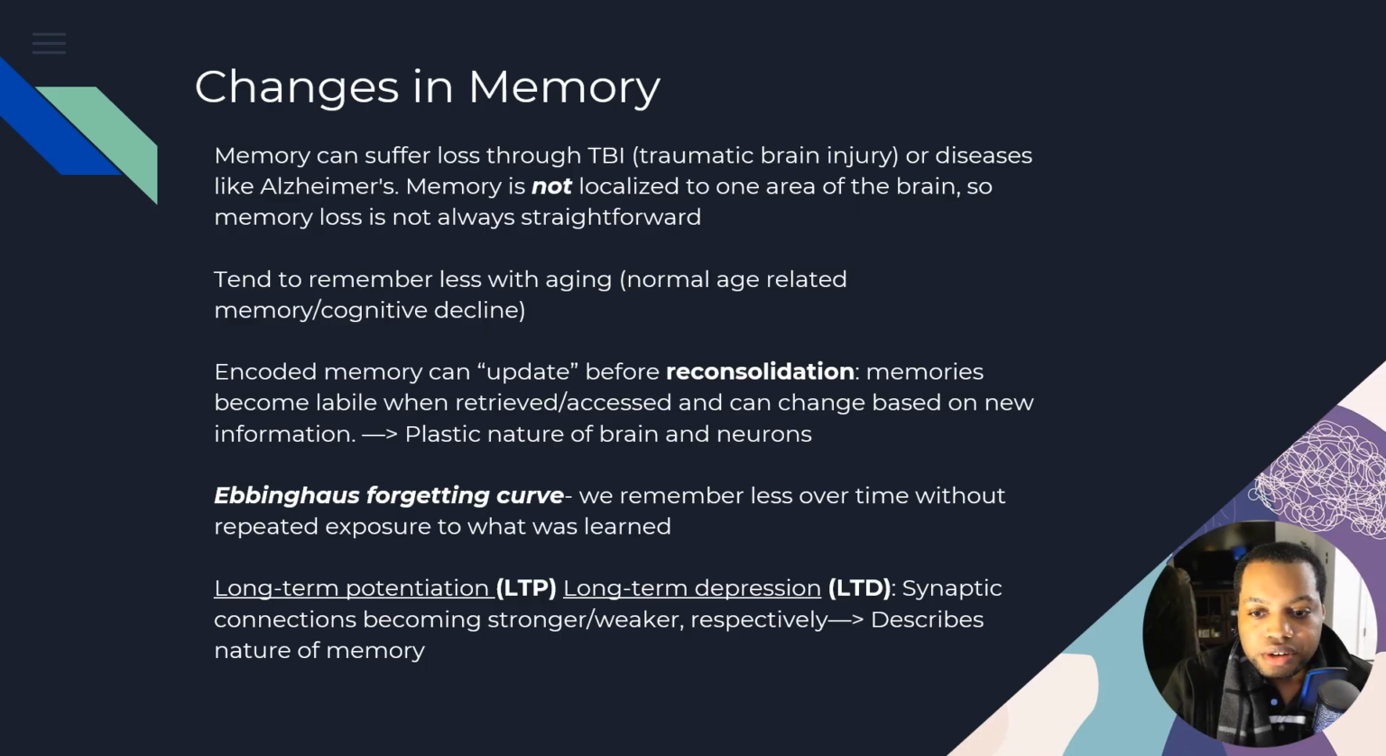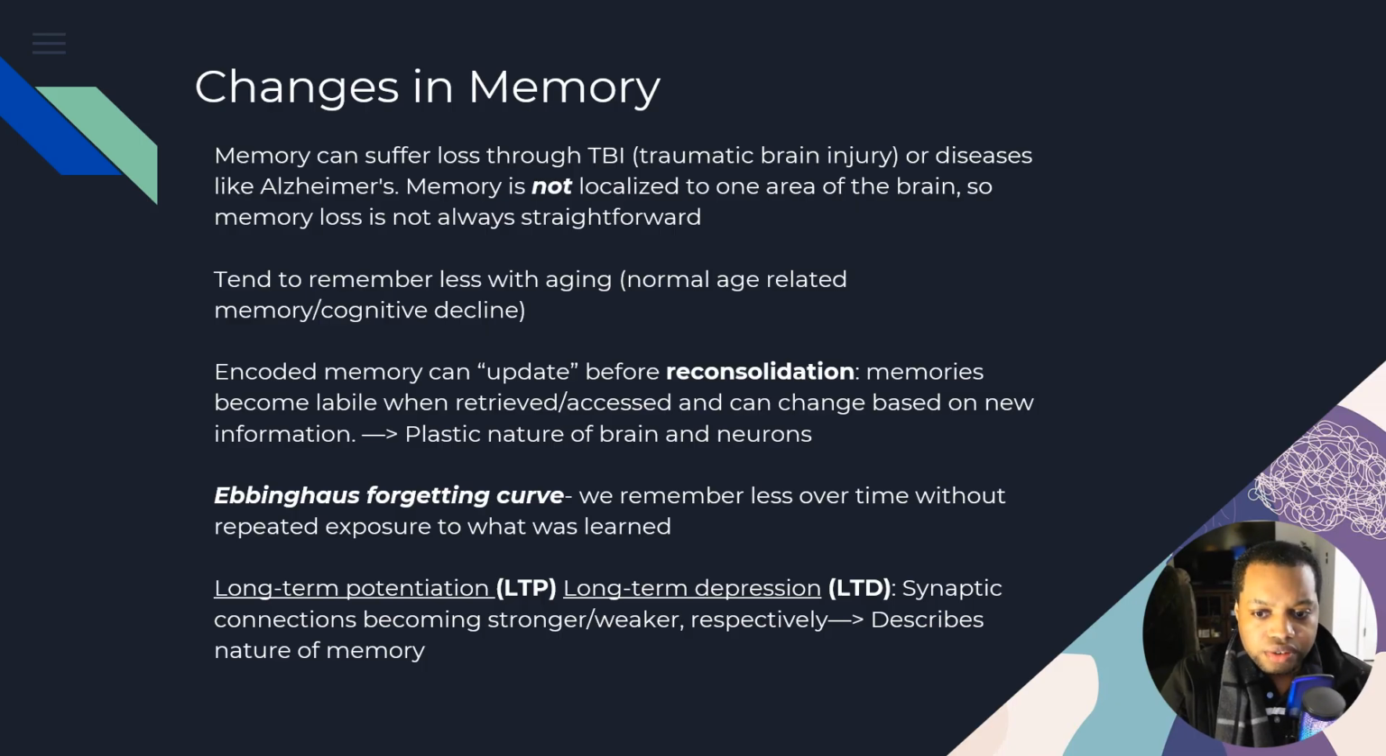So, an encoded memory can update before reconsolidation. And what this points to is that memories become labile, which means that they're just vulnerable to updating or change based on new context or information. So this also connects to the plasticity of the brain and neurons, that neural connections can strengthen or weaken over time. So essentially, accessing a memory can actually make it vulnerable to inaccurate or extraneous information.